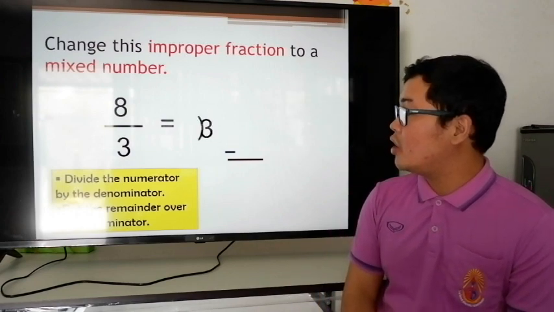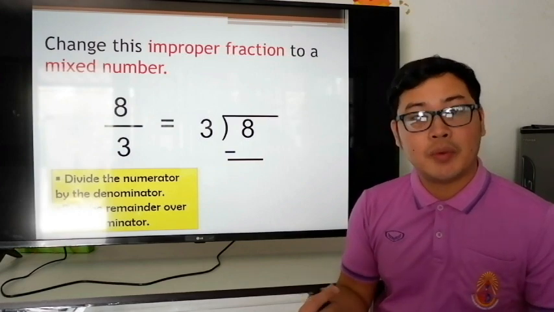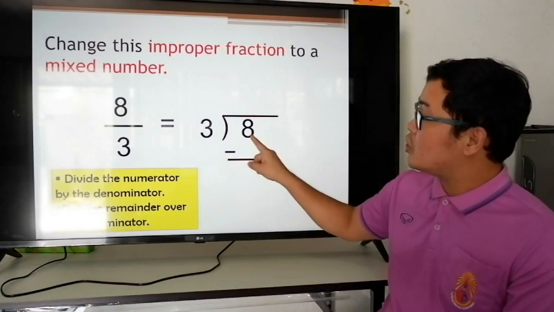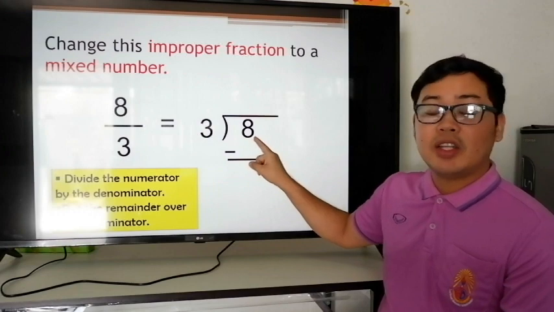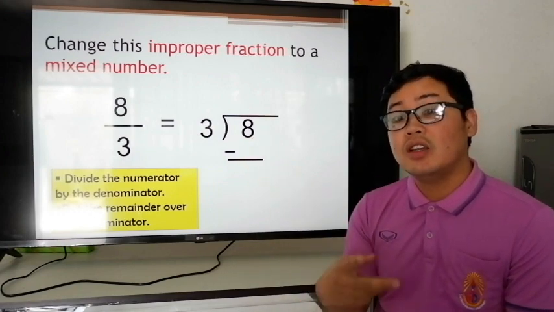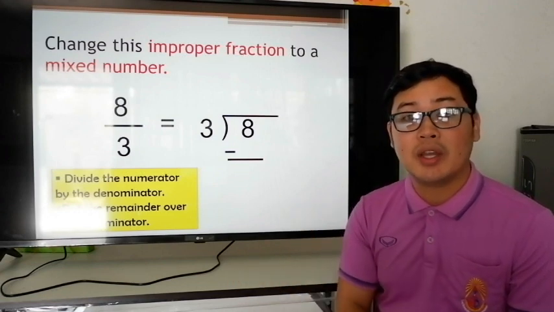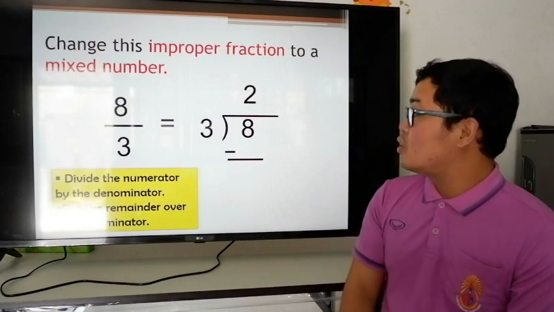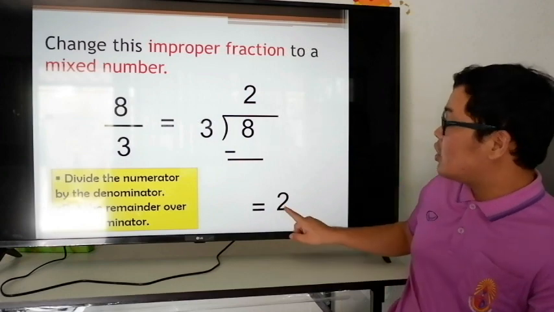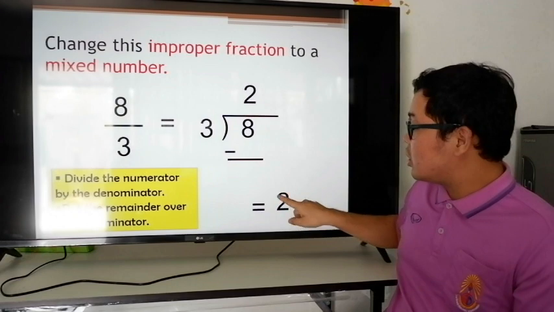First is we are going to have 8 divided by 3. Okay, so what are the numbers that if you were going to multiply is not greater than 8? So we have 3 times 1 equals 3, 3 times 2 equals 6, 3 times 3 equals 9. So 9 is not included because 9 is greater than 8. So we use 2. Okay, so next is we have to put here the 2, because this is our answer.